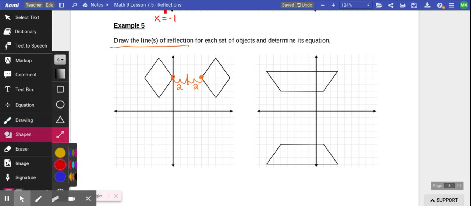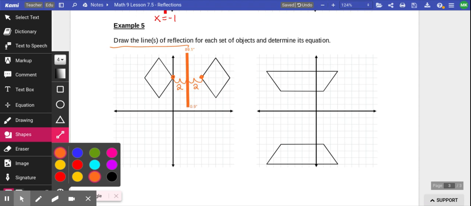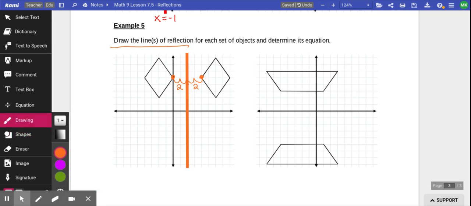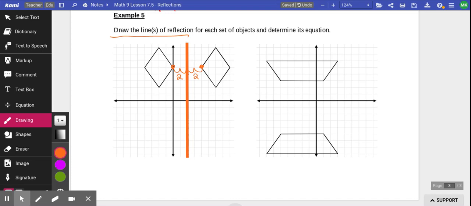If I wanted to figure out that line, I'm going to actually draw it. This is the line that I'm reflecting about, my line of reflection. To write that properly, because it's a vertical line, I know it's x equals, and in this case it's x equals 2 because that is 1, 2 away from the origin. So that's my line of reflection, x equals 2. We'll try another one to the right.